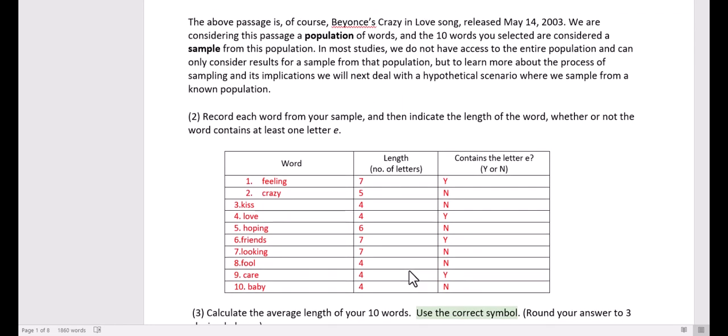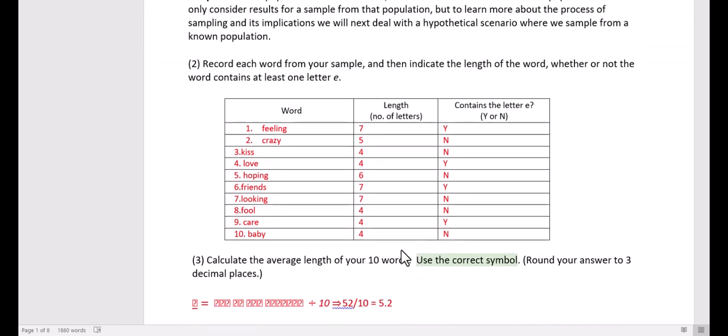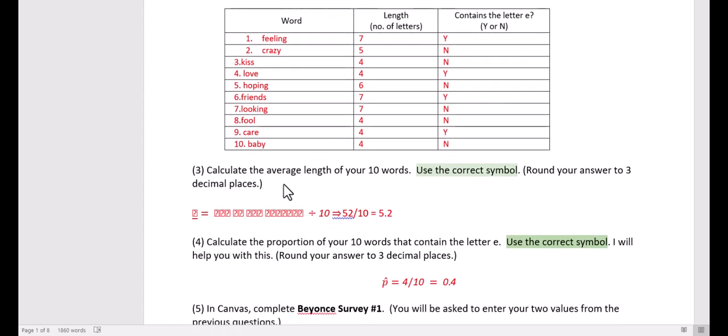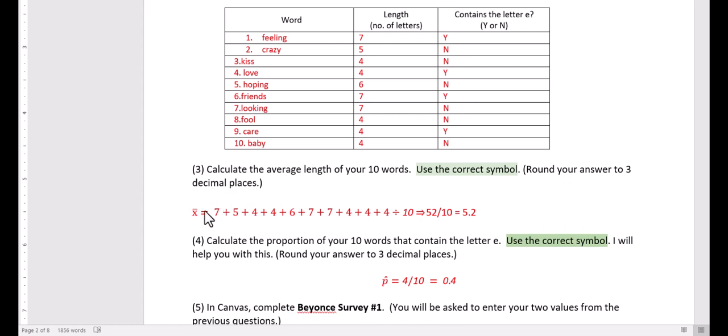So in this case, each of you have taken 10 words. These were my 10 words. And then I counted the number of letters and then whether it contains the letter E or not. And so then we're going to calculate the average length of the 10 words. So for me, this is the sum, and the proper symbol is X bar, right? Because this is the average of a sample.